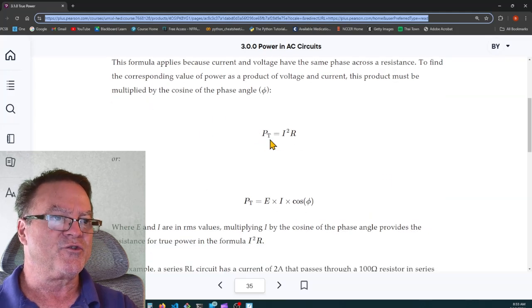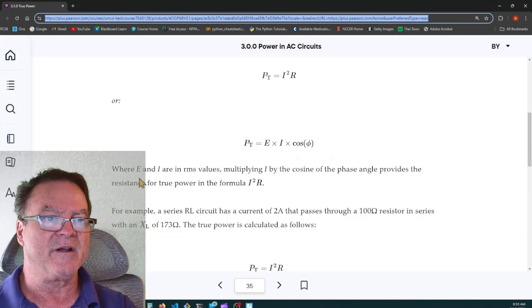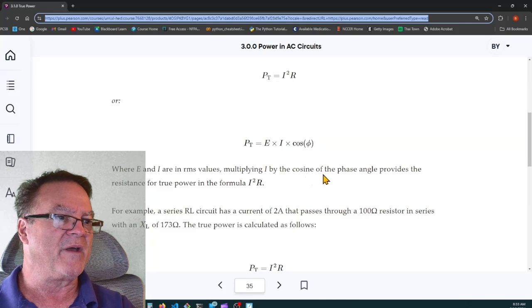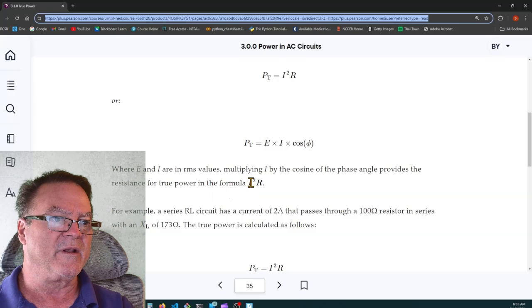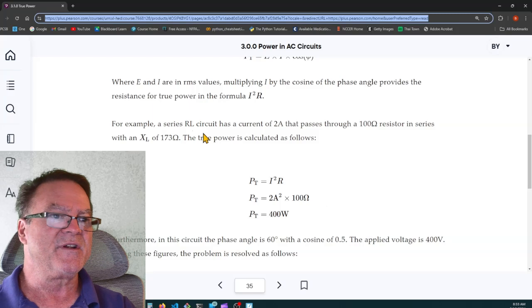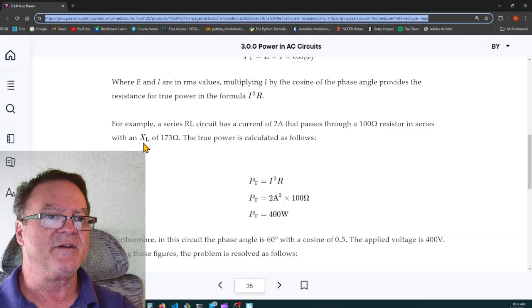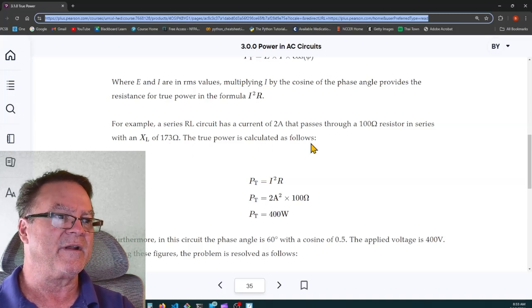So here's true power equals I squared times R, and true power equals the voltage times the current times the cosine of theta, where E and I are in root mean square values. Multiplying the current by the cosine of the phase angle provides the resistance for true power in the formula I squared R. So, for example, a series RL circuit has a current of 2 amps that passes through a 100 ohm resistor in series with an inductive reactance of 173 ohms. The true power is calculated as follows.